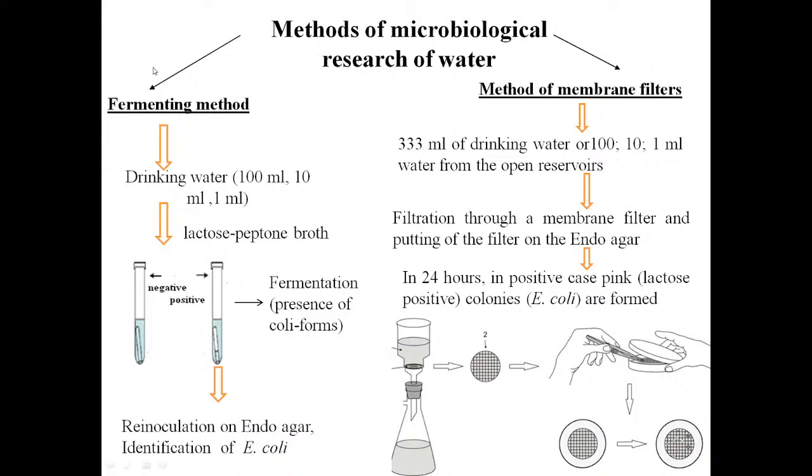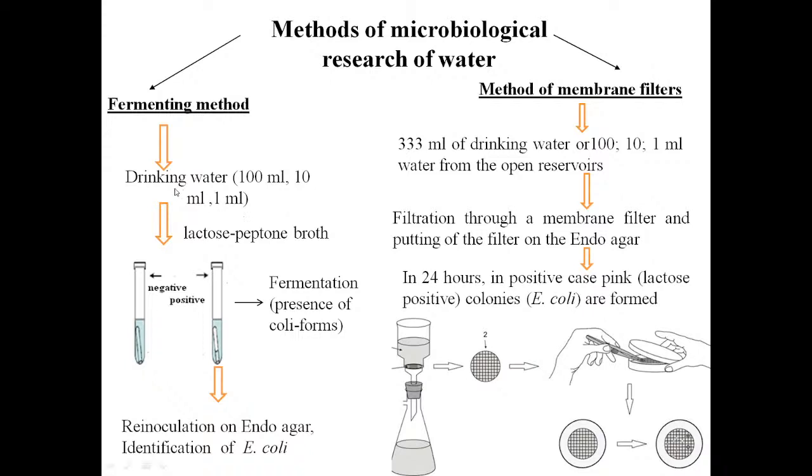The first method is the fermenting method. Its name arises from the word fermentation. Fermentation is a process of destruction of lactose or any other sugar. How is this method done? We should take drinking water in a volume of 100 milliliters, 10 milliliters or 1 milliliter. Which volume is taken depends on the size of a river or a lake, or maybe you want to check drinking water in a bottle. If we check drinking water in a bottle, we should take 1 milliliter. If it is a river, we should take 100 milliliters.